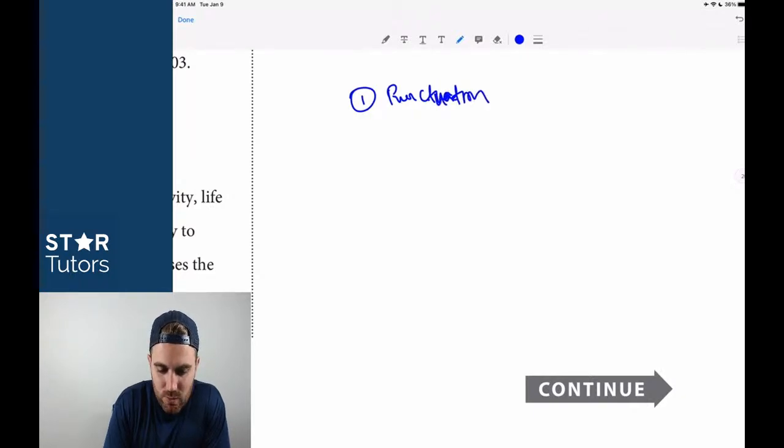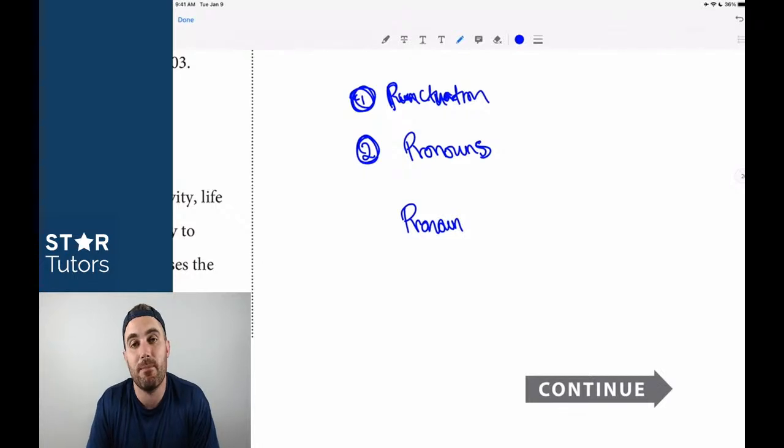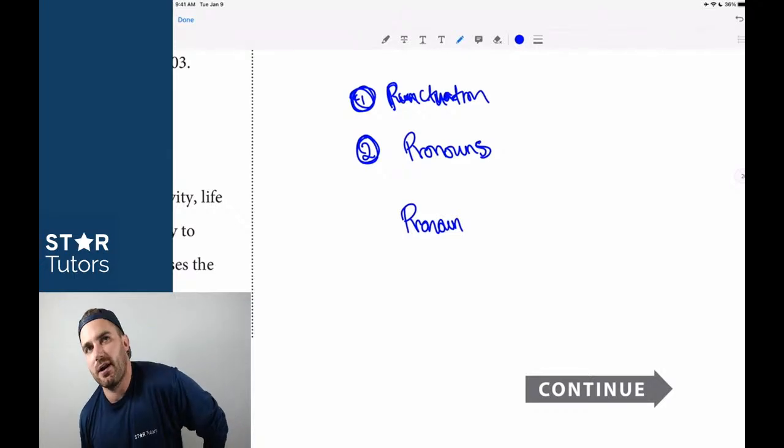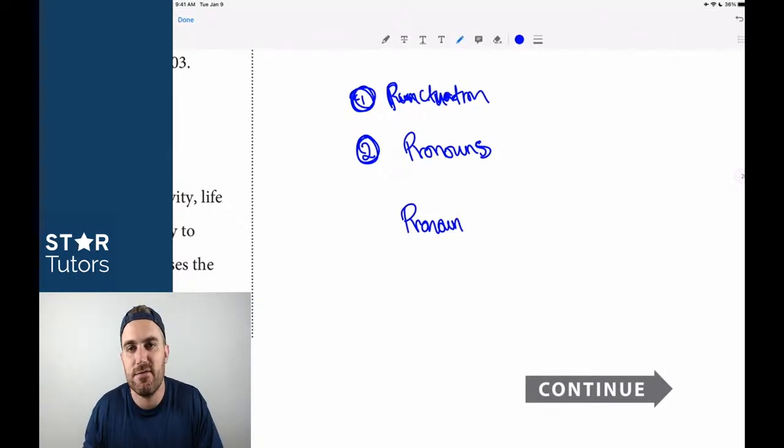The second one, which is also a prominent chapter within Star U, is what we call pronouns. The key with pronouns is that you have to remember what a pronoun does. If you remember what it does and then memorize what the pronouns are, there's only probably 20, no, not even, maybe 15 pronouns in the English language. There's only 15 of them.